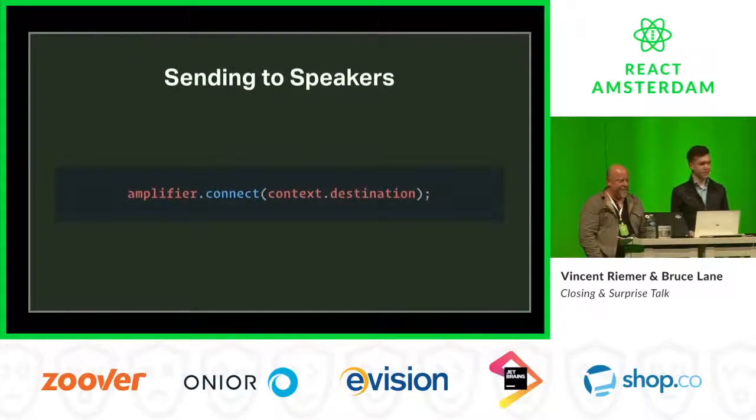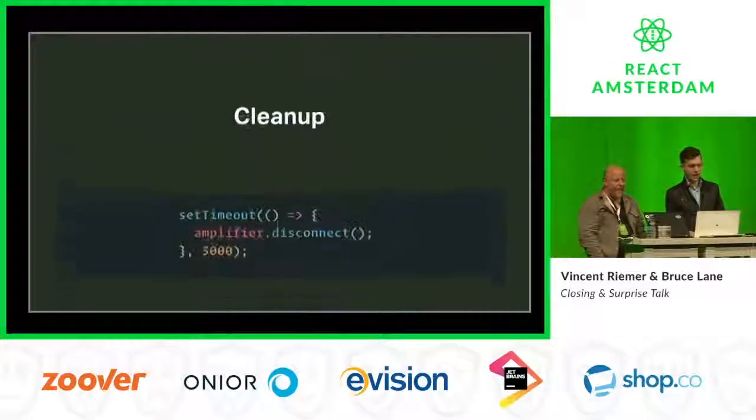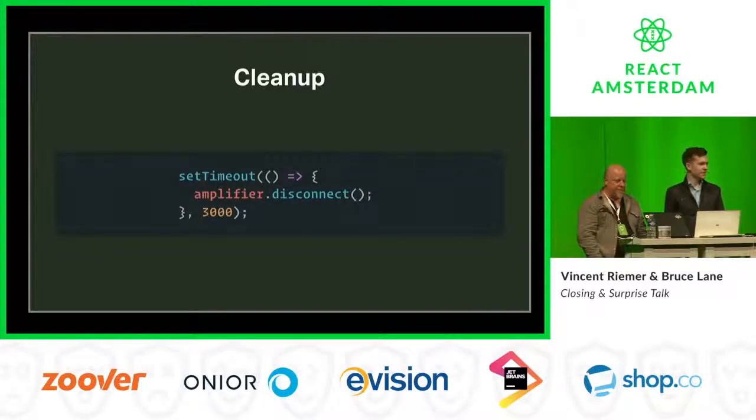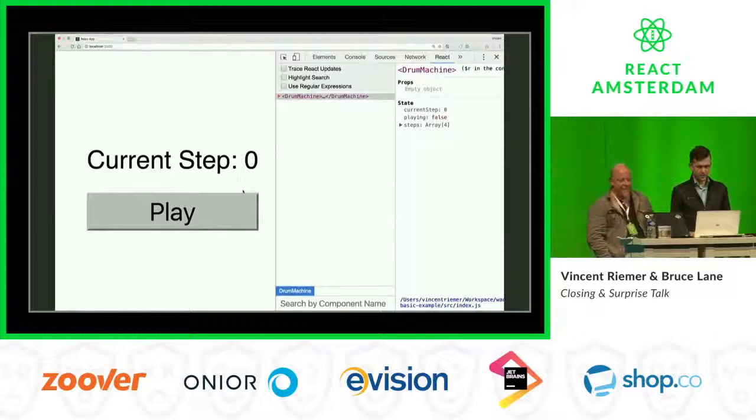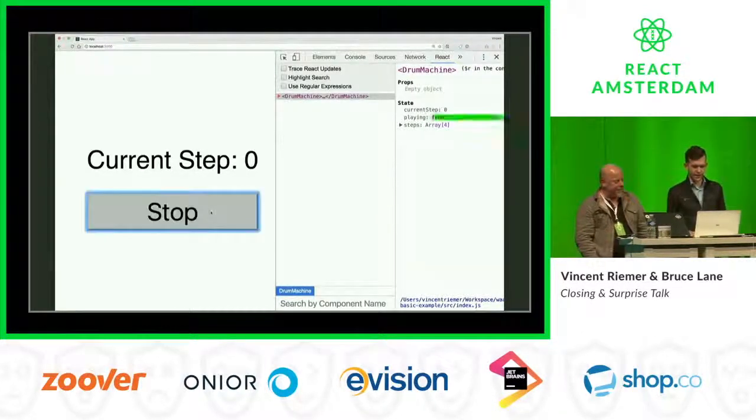And then finally, we need to send it to the speakers. The context provides this destination property, which represents any specified audio device that you have configured. And then for cleanup, I setTimeout for way too long, and then disconnect the amplifier from everything. This just lets the garbage collector know that, oh, we're not using this anymore and we don't care about it, so just throw it away at your convenience. And it should end up looking like this, and we'll see if we move into the steps in the state.